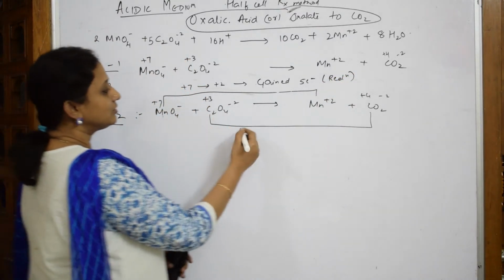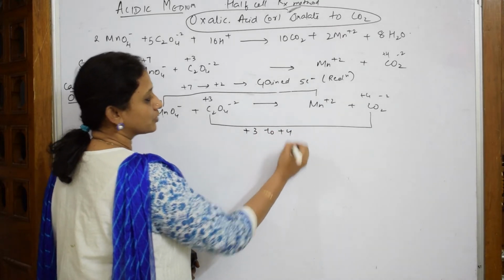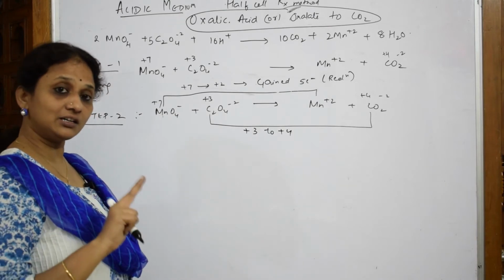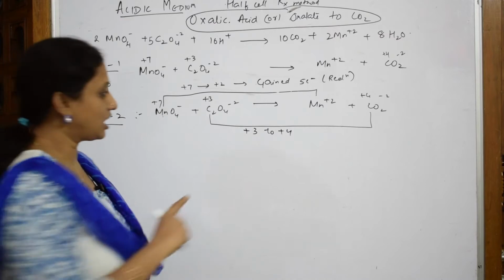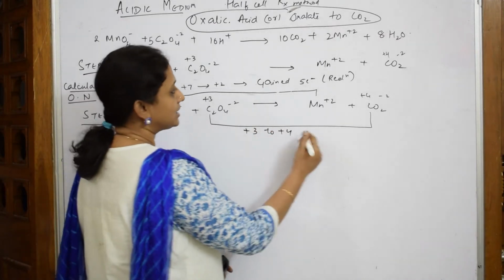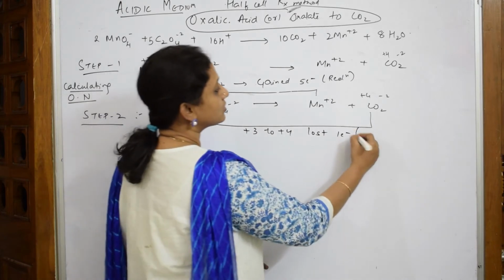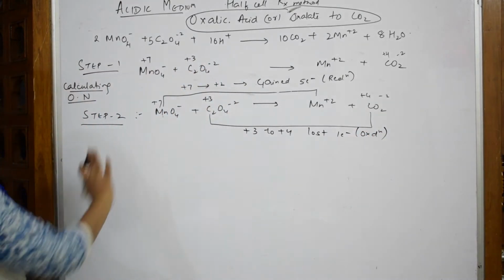Now here carbon has gone from plus 3 to plus 4. What happened? Higher to lower is reduction, and lower to higher is oxidation. How many electrons has it lost? It has lost 1 electron. When it has lost 1 electron, what process do I call it? Oxidation process. Simple. Now your step 2 is done.